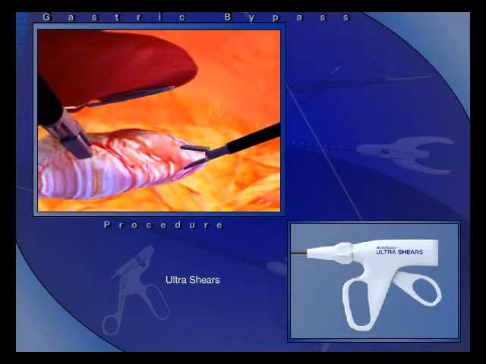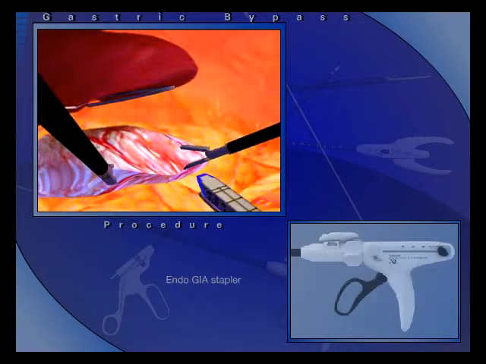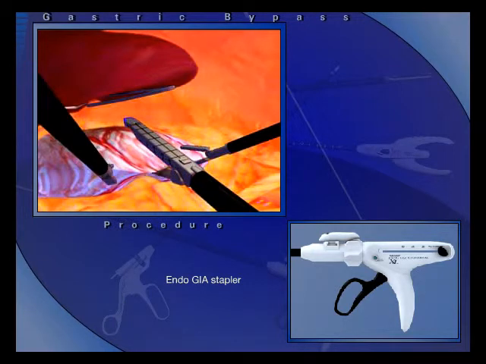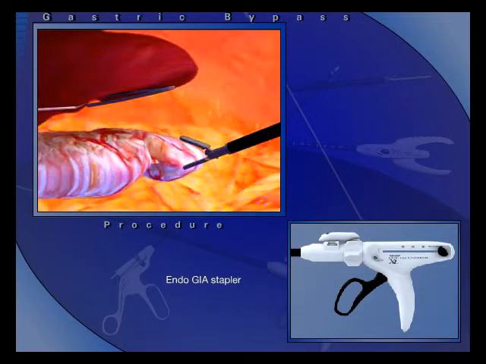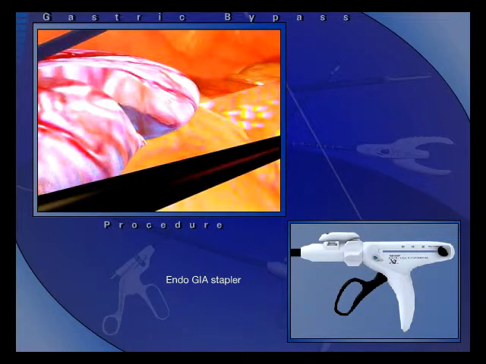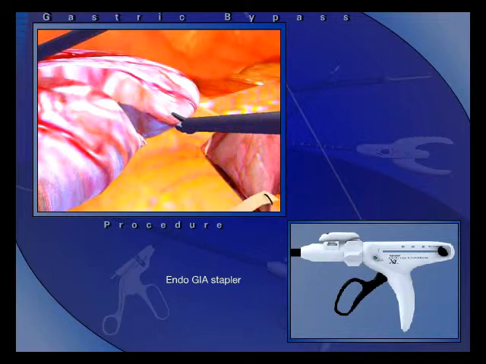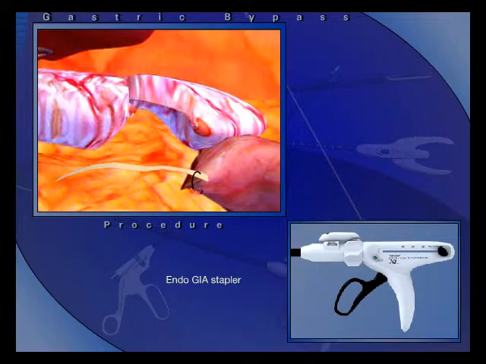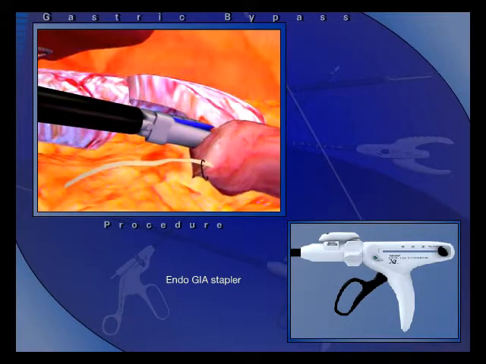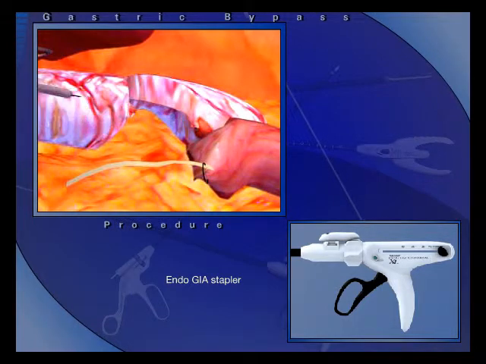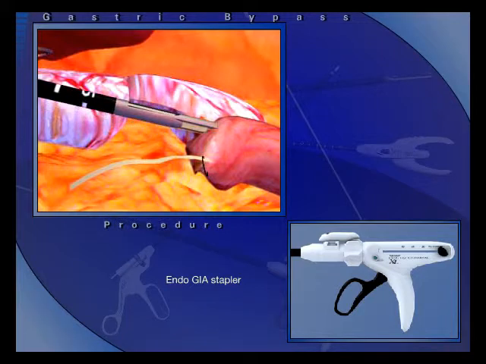The stomach is made into a smaller pouch using staples. The roux limb is pulled to a retrogastric position. An end-to-side connection between the gastric pouch and the roux limb is made. After opening, the connection between the gastric pouch and the roux limb is created by stapling and secured by placing a row of stitches.